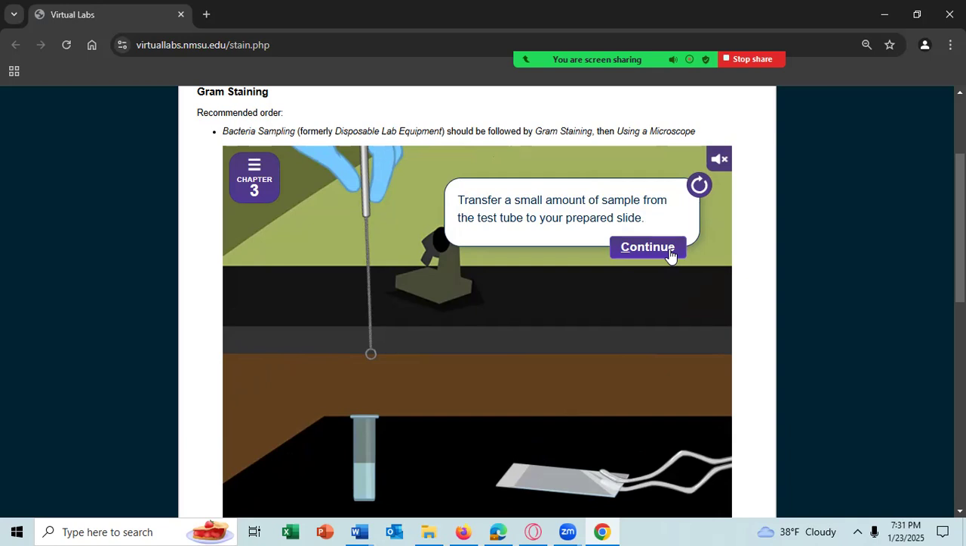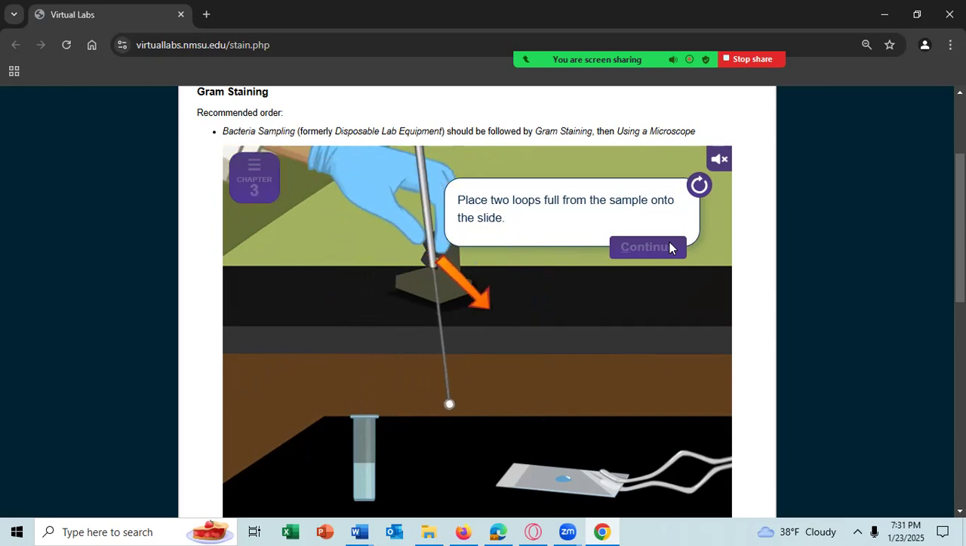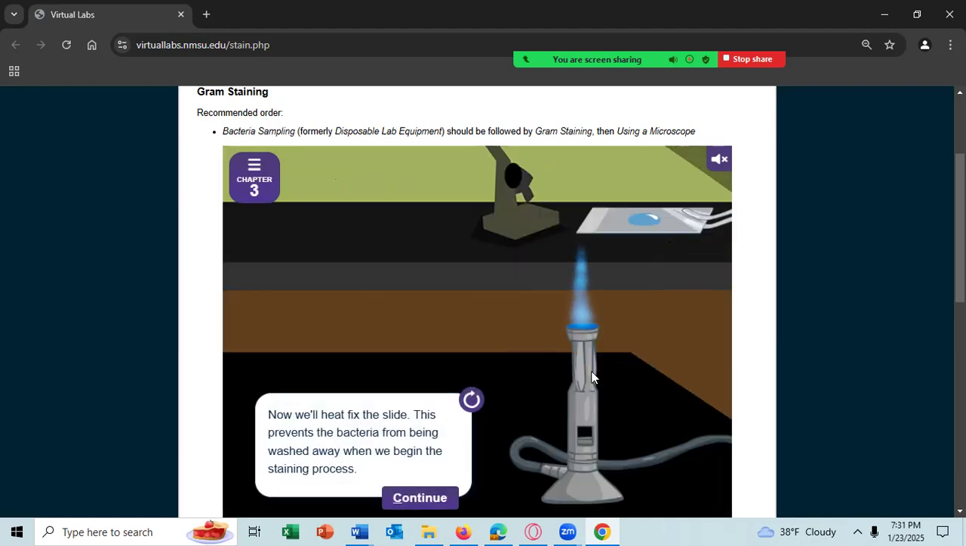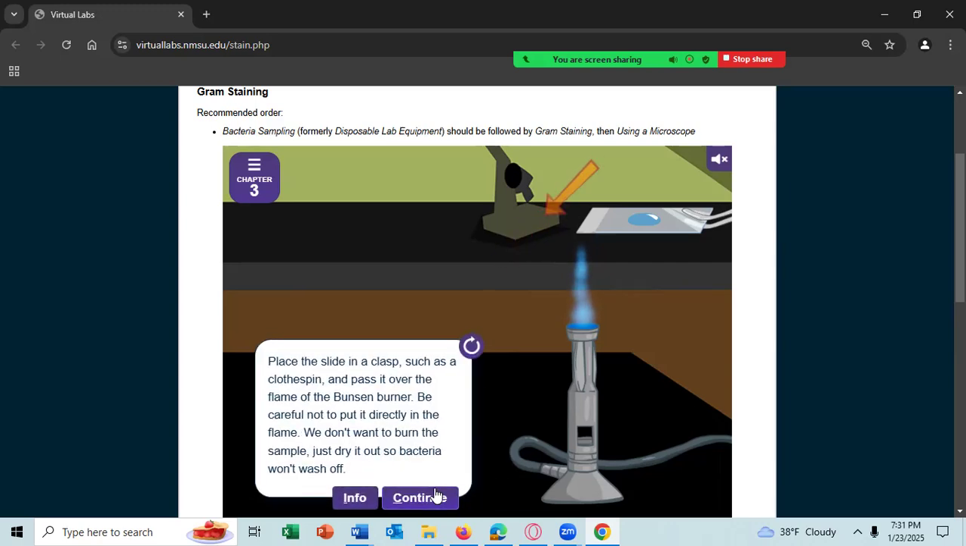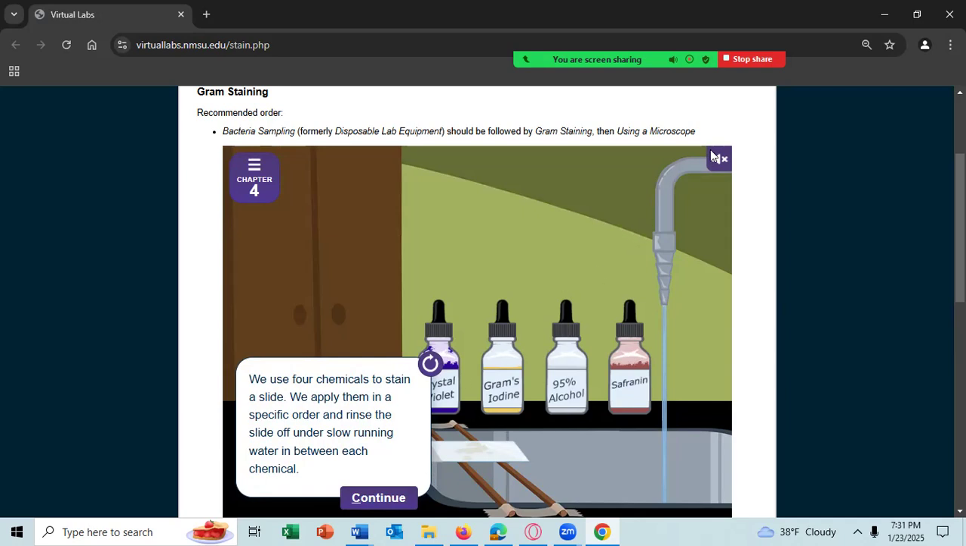All right, performing the gram stain. We put the bacteria on this slide here. I'm not going to go through the steps. You should really do it with the loop and get it everywhere. Heat fix the cells after they are dried. Here we finally have the gram stain. Let me turn on the sound. Specific order and rinse the slide off under slow running water in between each chemical.